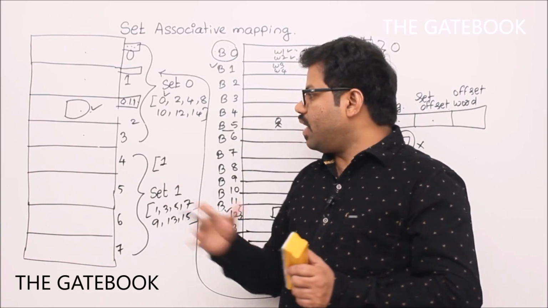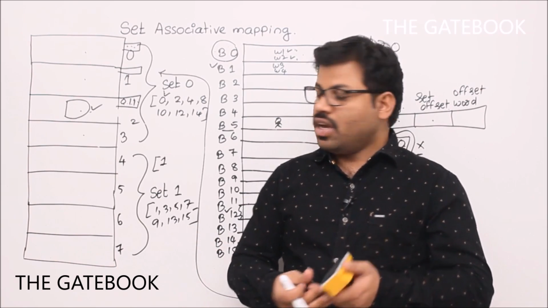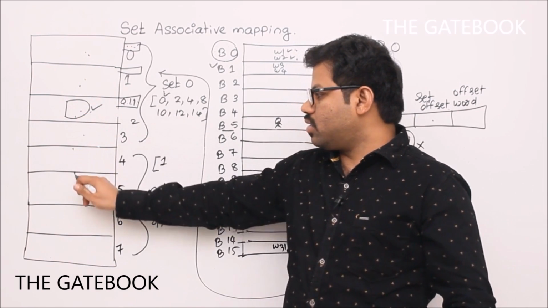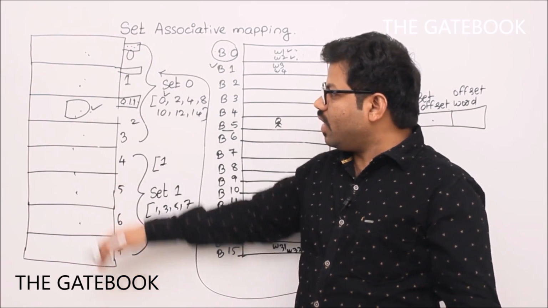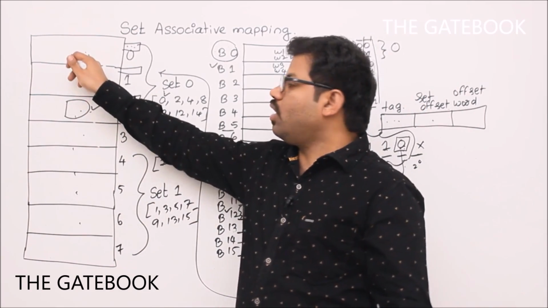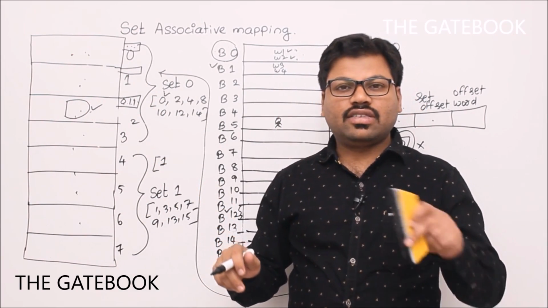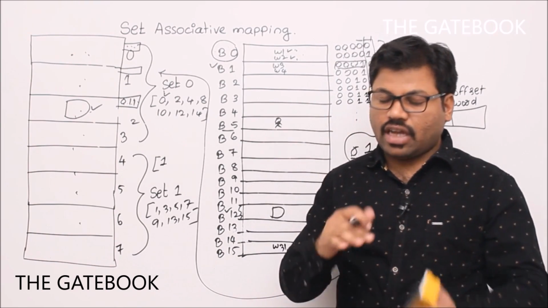Understand? So this is definitely in between the direct mapping technique and the associative mapping technique. We are not searching all the blocks, right? We are searching 4 blocks. It's not direct mapping, where we search only 1 block. So it is in between direct mapping and associative.